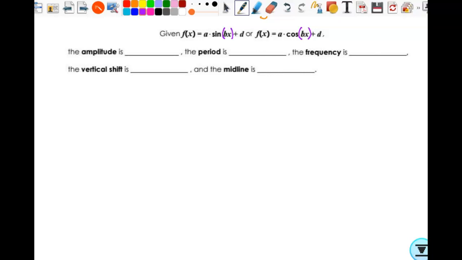So from here, we know that the amplitude is the absolute value of A, right? It's our vertical stretch and compression. The period, I don't get to pull directly off of the equation. It deals with B though, so it is 2 pi divided by the absolute value of B. The frequency is something that I can see in the equation. That is the absolute value of B. But if I needed to figure it out, the absolute value of B is equal to 2 pi divided by the period. Because remember, these are linked together, so to get one, it's 2 pi divided by the other one.